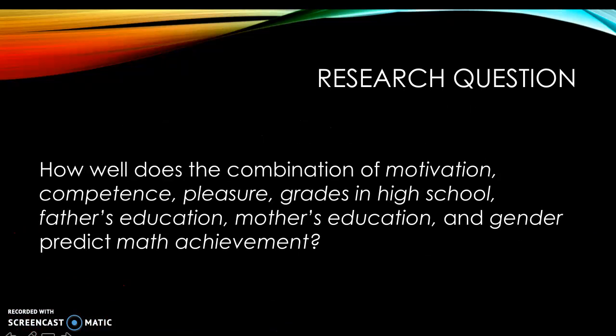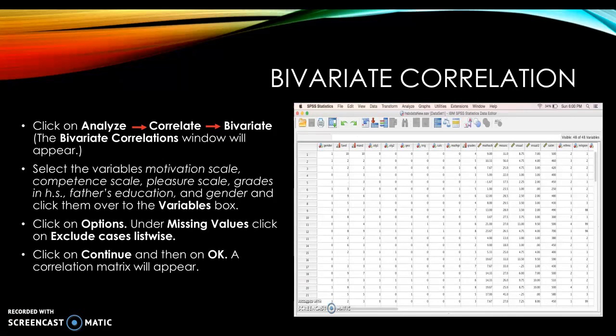The research question is, how well does the combination of motivation, competence, pleasure, grades in high school, father's education, mother's education, and gender predict math achievement? In order to calculate this, we will run a bivariate correlation.